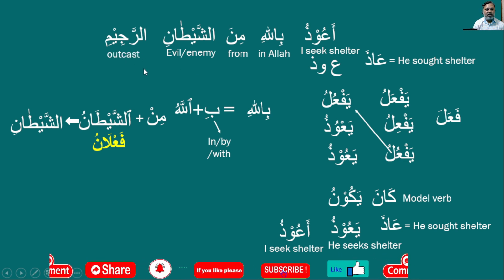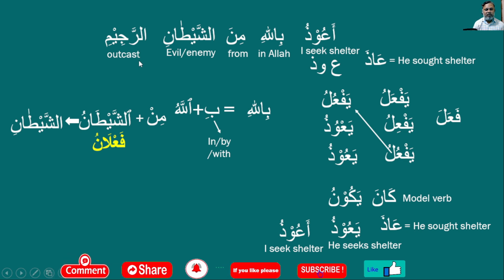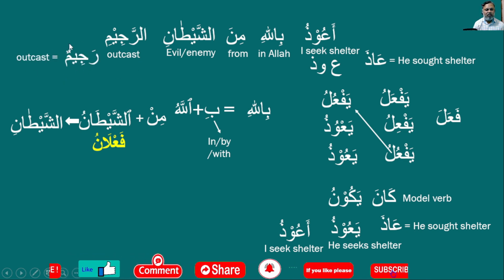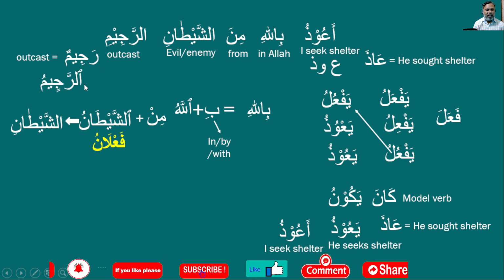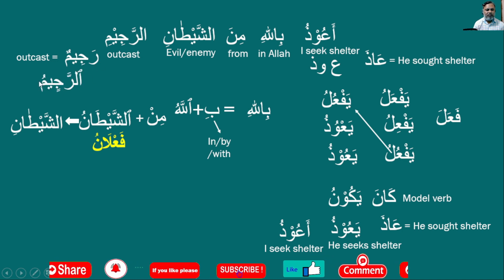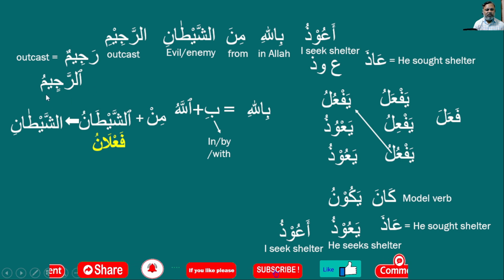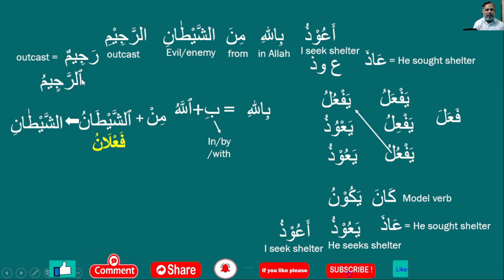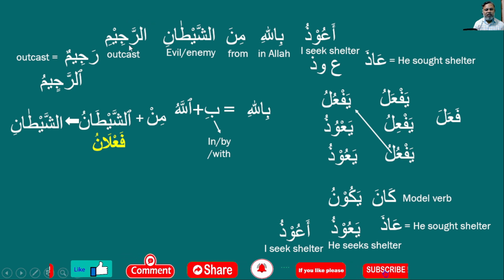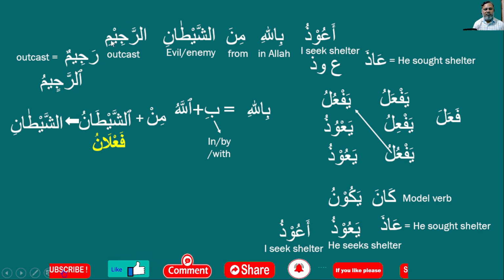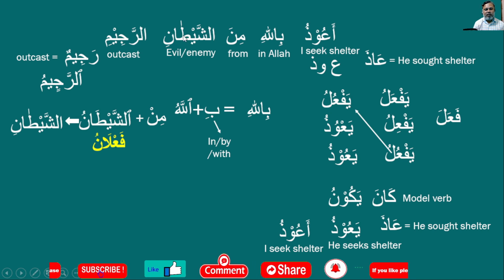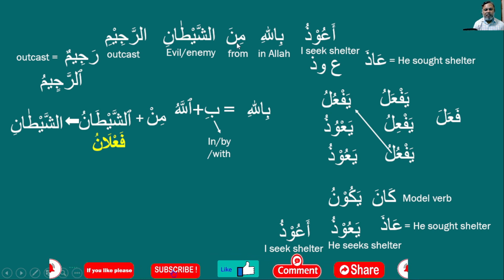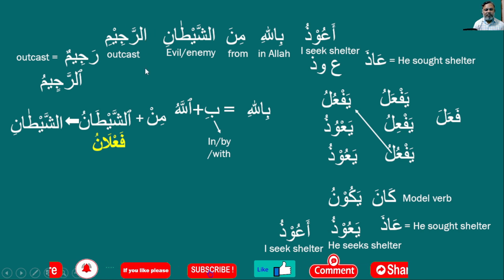Ar-Rajim means outcast or refused. Outcast. This is the actual word Rajimun. Ar-Rajimun, if we add all, it will be Ar-Rajimu, right? Now Ar-Rajimu is the actual word. Rajimu, the outcast. Now the Ar-Rajimu becomes Ar-Rajimi. Why Ar-Rajimi? It is Ar-Rajimi. This one is changed because of this particular min. And why is this one changed?